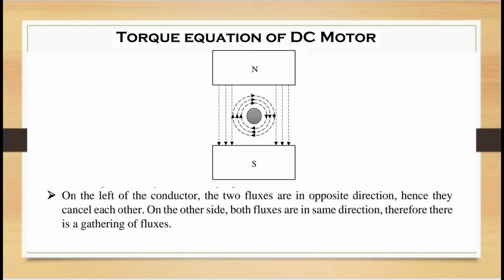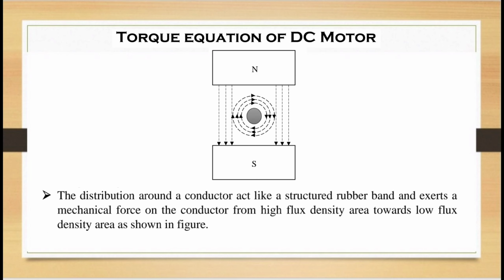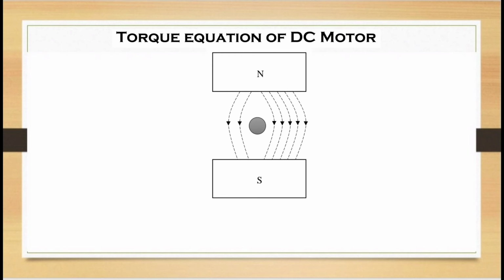On the left side of the conductor, the two fluxes are in opposite direction, hence they cancel each other. On the other side, both fluxes are in the same direction. Therefore, there is a gathering of fluxes. The flux distribution around a conductor acts like a stretched rubber band and exerts a mechanical force on the conductor from high flux density area towards low flux density area as shown in the figure. Based on this principle only, DC motor works.